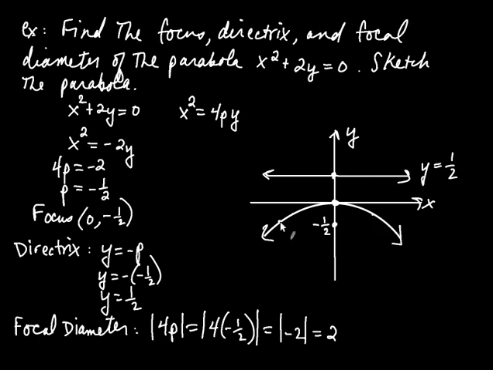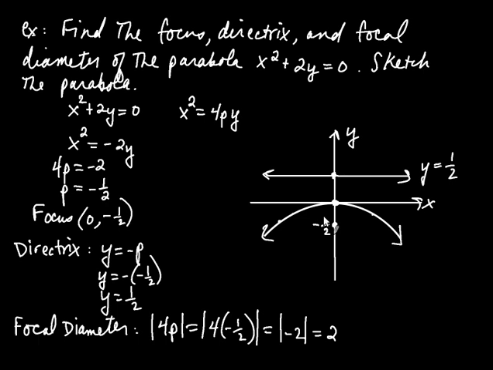So that length right there, called the focal diameter, is the width of the parabola as measured through the focus. That length for this parabola is equal to 2. And that's important, right? Because we want to know how wide is a parabola in applications. Now it turns out that parabolas opening up or parabolas opening down aren't the only game in town. They can also open to the right, or they can also open to the left.